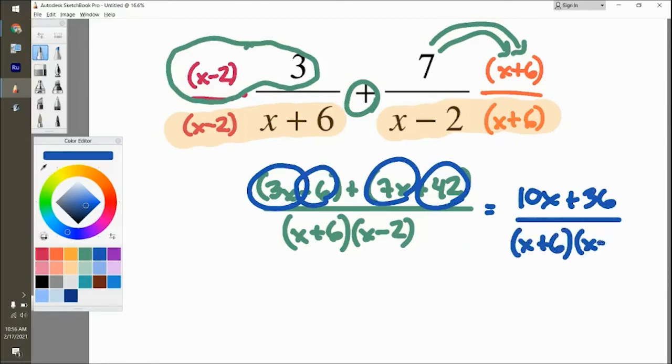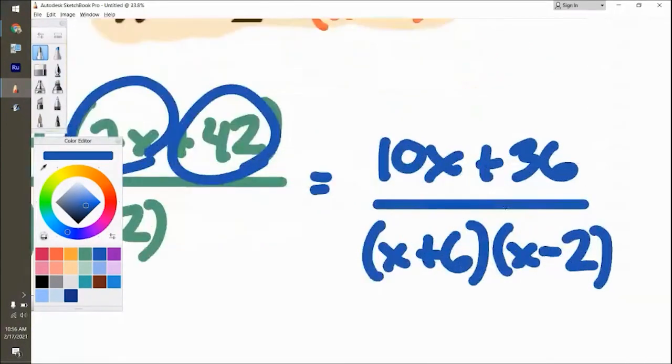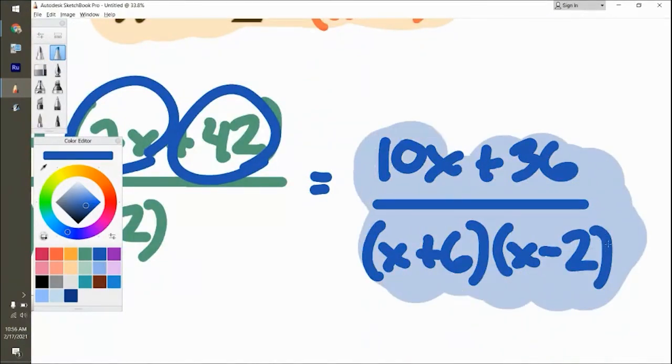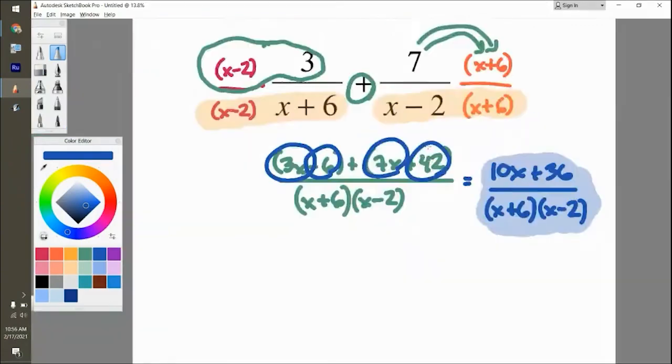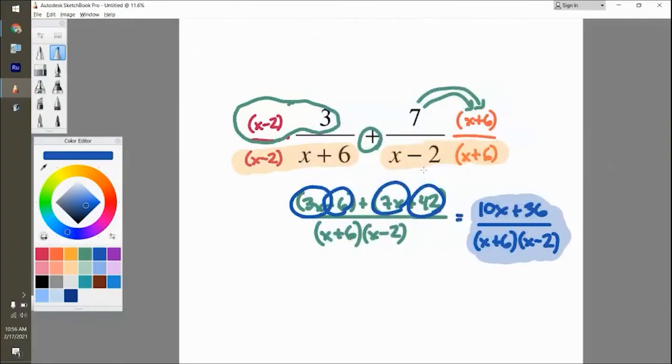If you wanted to, you can expand out that bottom part. I'm not really worried about that because it's not really part of the problem. There's nothing that can factor here and cancel out, so this is actually your final answer. There are no common factors at the top and the bottom that can make this any more simplified. So that's basically it. That's basically all of 3.2 in a nutshell.